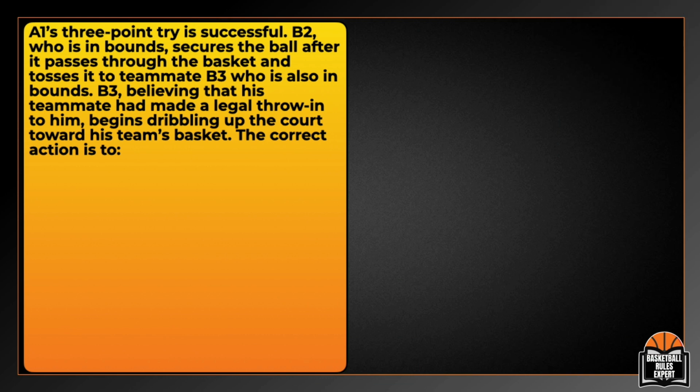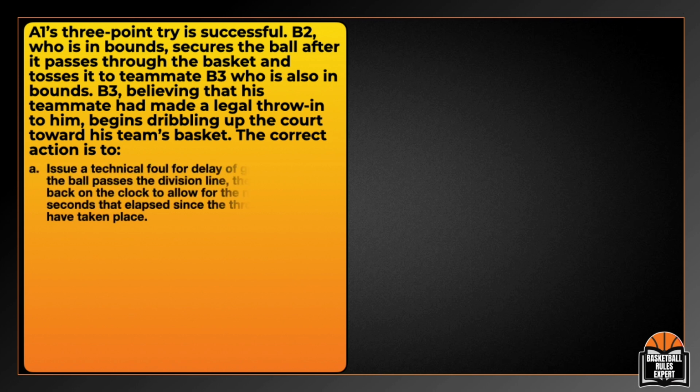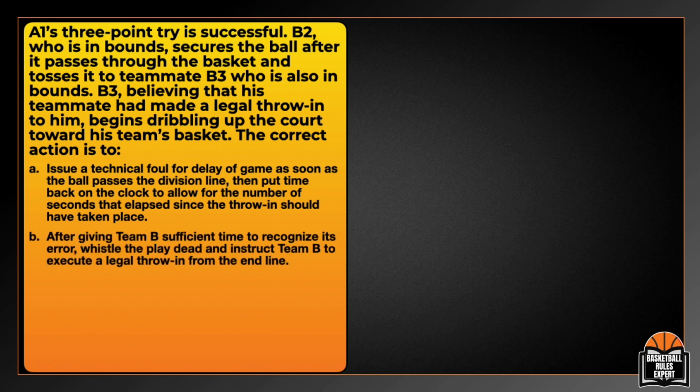A1's three-point goal is successful. B2, who is inbounds, secures the ball after it passes through the basket and tosses to teammate B3, who is also inbounds. B3, believing that their teammate has made a legal throw-in to him, begins dribbling up the court towards his team's basket. The correct action here is to whistle the play dead and rule a throw-in violation.